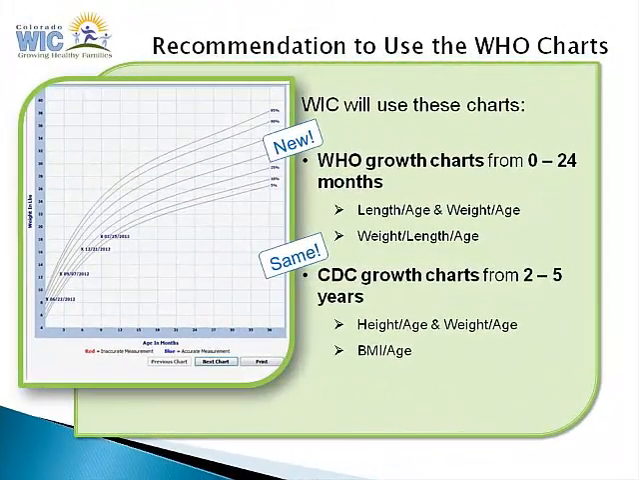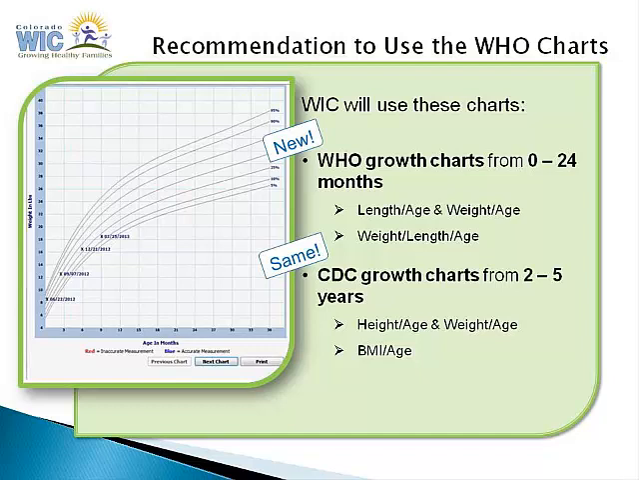We will use the WHO charts for children from birth to 24 months of age. These charts include length and weight for age, weight for length. We'll continue to use the CDC charts we're currently using for children from 2 to 5 years, which includes height for age, weight for age, and BMI for age. With this change, WIC will take height measurements for children starting at 2 years of age so they can plot on the 2 to 20-year grids.